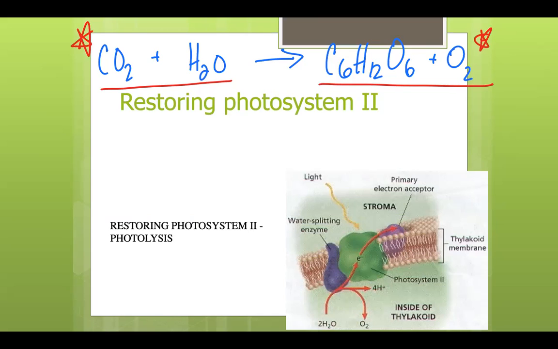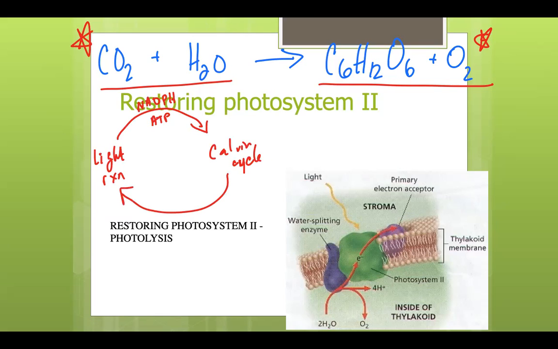Now I want to break down the light reaction and the Calvin cycle a little bit. The light reaction is going to produce NADPH and ATP. That's going to be used in the Calvin cycle. At the end of the Calvin cycle, we're going to have organic compounds and oxygen. So that's the ultimate product.